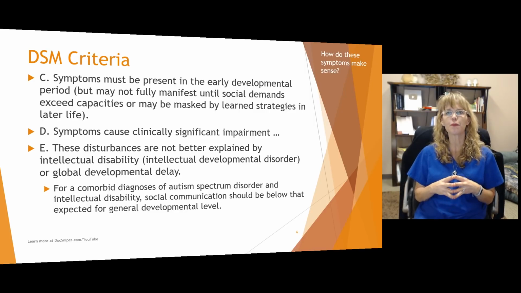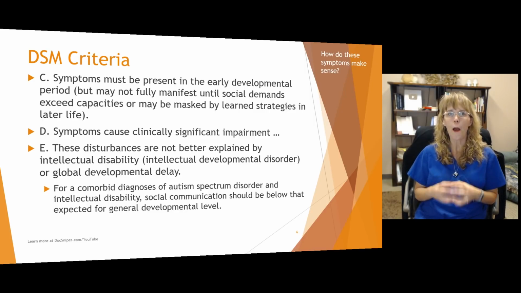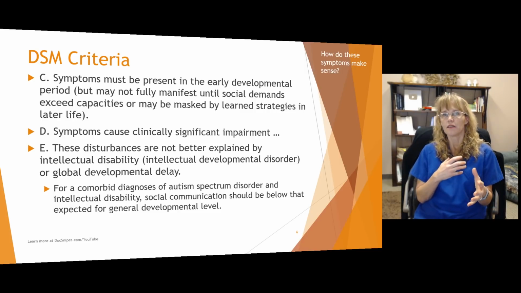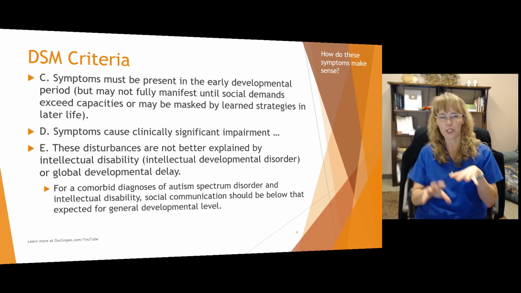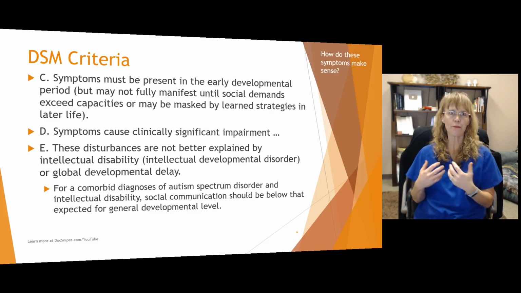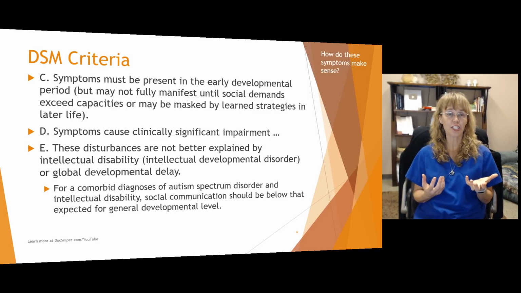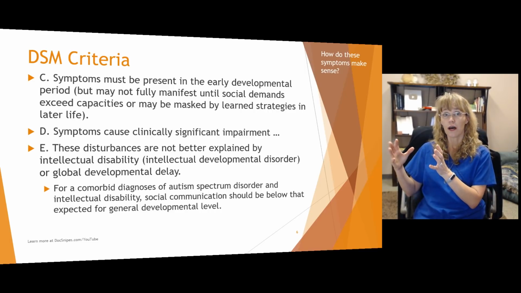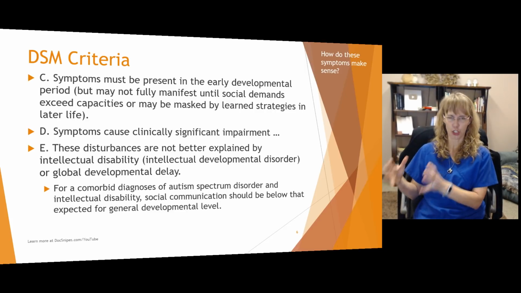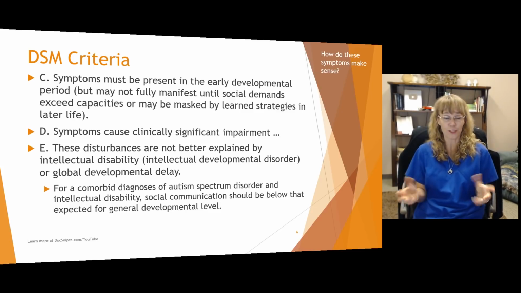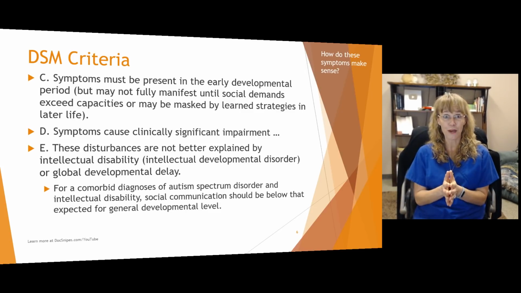Criteria C, symptoms must be present in the early developmental period, but may not fully manifest until social demands exceed capacities. So the child may only show a smattering of symptoms early on, but as they get older, they may have more difficulty. The transition, for example, from kindergarten, where there's a lot less structure, to first grade, where there's a lot of structure, can be really problematic and challenging for a lot of people, not just people with autism spectrum disorder.